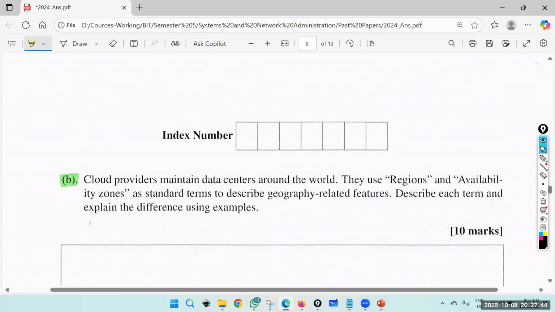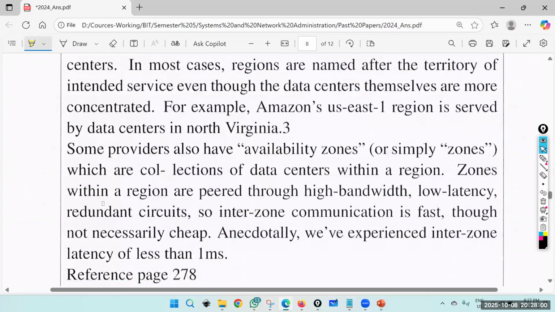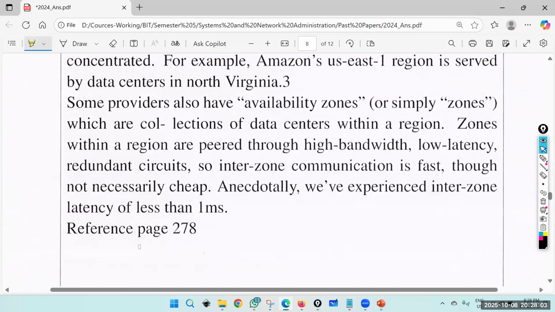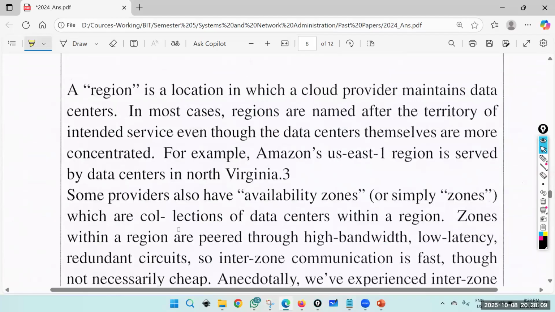Describe each term and explain the difference using examples. So that means you need to explain regions and availability zones. Right. So we have discussed that also. Okay. So again, you can see basically the examiner copy-pasted from the reference book. A region is a location in which a cloud provider maintains data centers. So that is obvious, right? In most cases, regions are named after the territory of the internet service, even though the data centers themselves are more concentrated. So they are just given as examples, but you don't need to go to that level, okay?